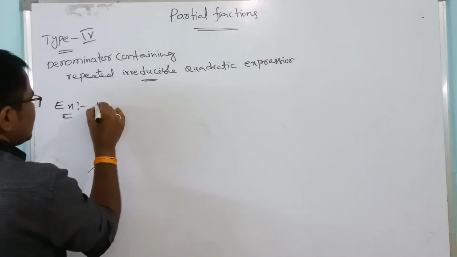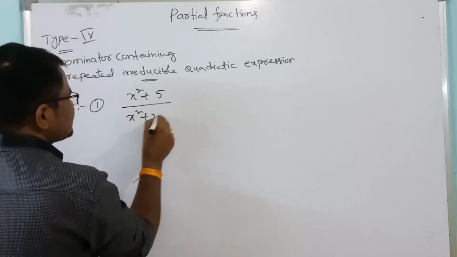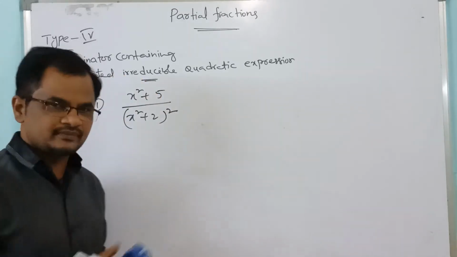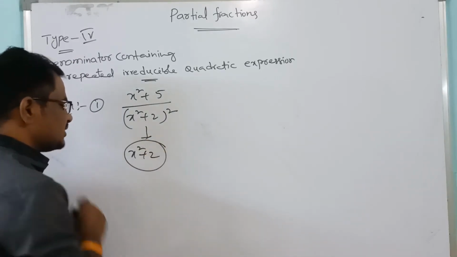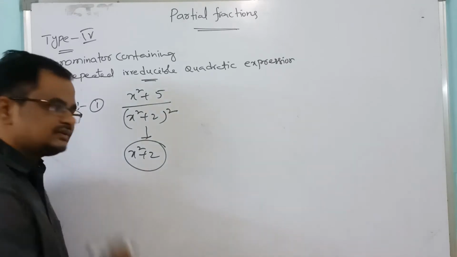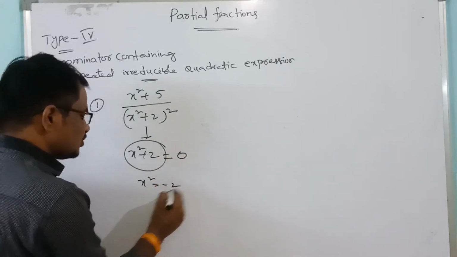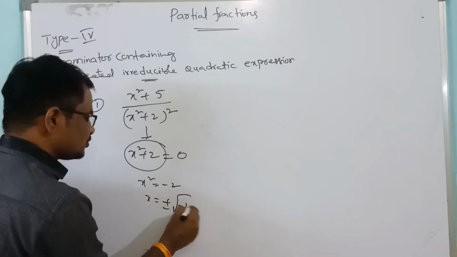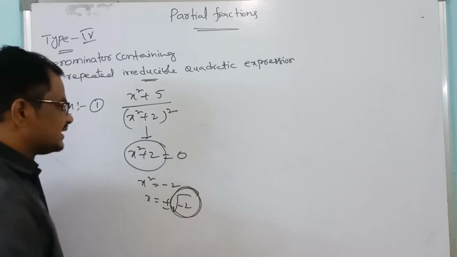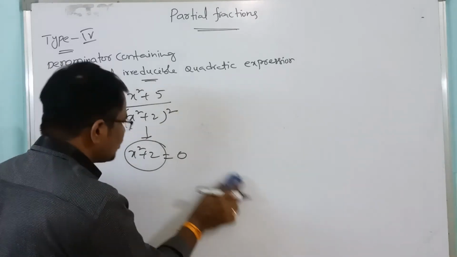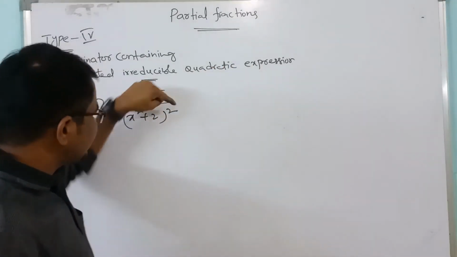Now suppose they have given x square plus 5 divided by x square plus 2 whole square. Here the irreducible quadratic expression is x square plus 2. Do you have factors for this one? Suppose you take x square equal to minus 2, x equal to plus or minus root minus 2. Here there is a root of minus 2, so it is not a real number. That's why there is no factor for this one, so it is called an irreducible quadratic expression. But it is repeating.